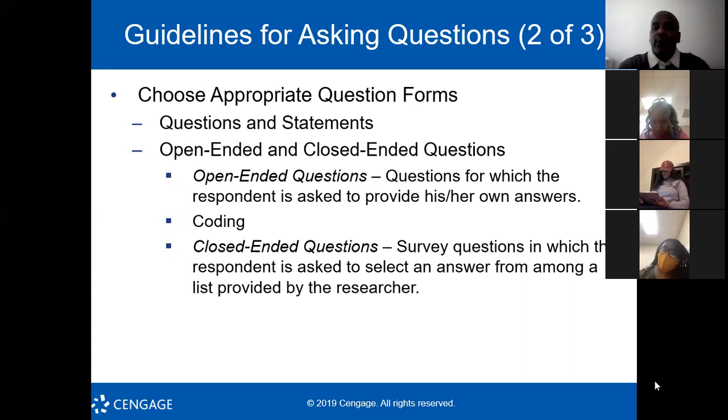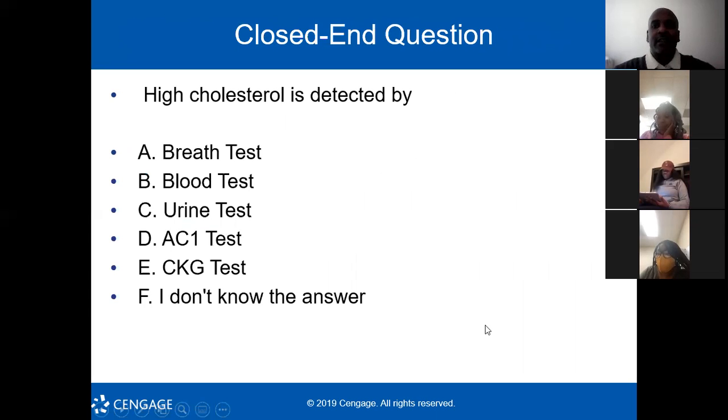Open-ended questions are questions for which the respondent is asked to provide his or her own answers. Where a closed-ended question gives you a choice of various answers that are chosen by the researcher. Let's look at some examples of each. So this is a closed-ended question. Again, the choices are provided by the researcher.